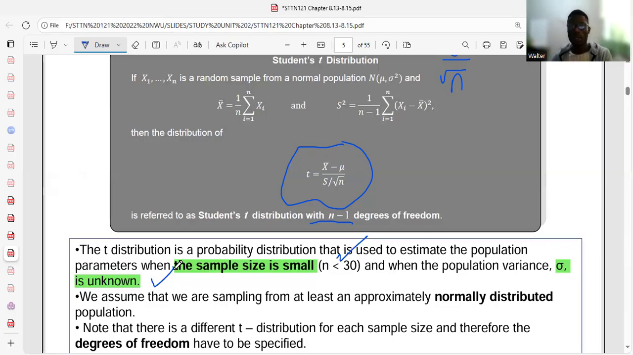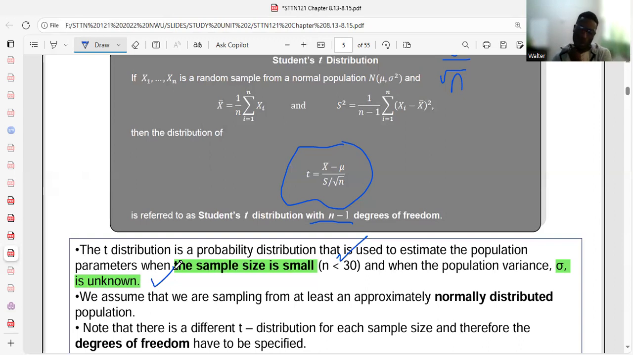You say T is equal to X bar minus the population mean divided by the standard deviation over square root of n. Now I think you guys understand the reason why you use the student T. Why are you using the student T distribution formula? One, n must be less than 30. You must get a value of less than 30.